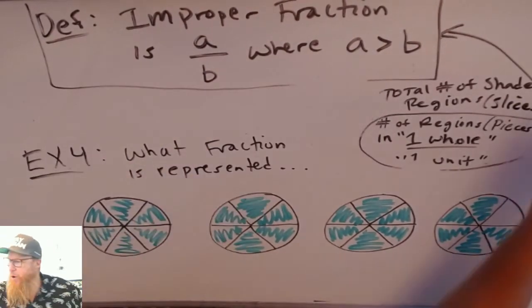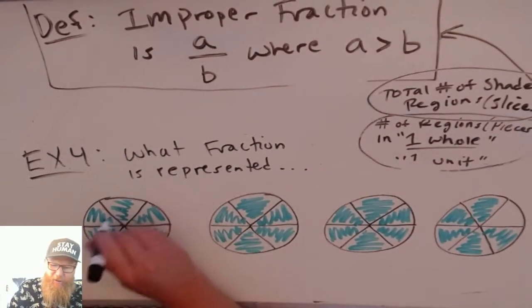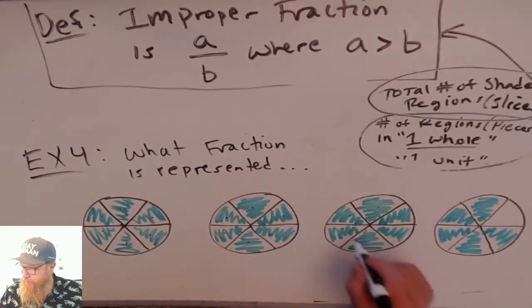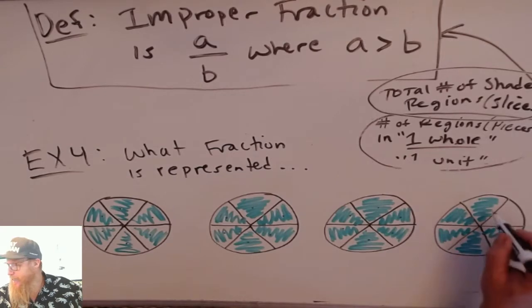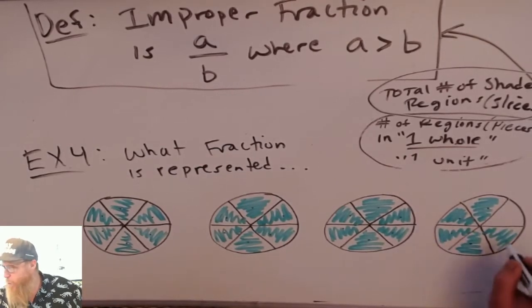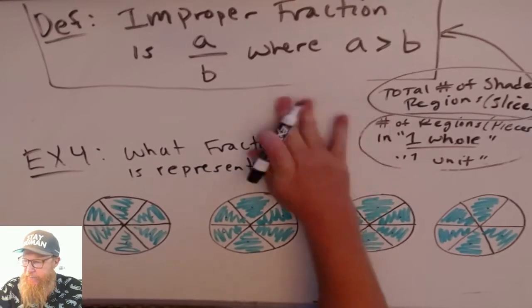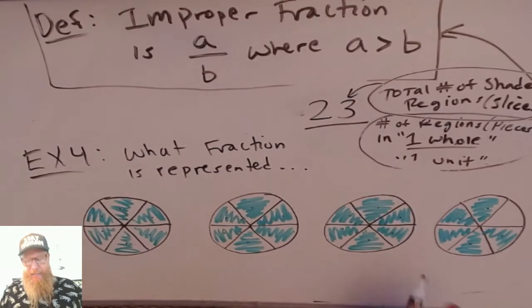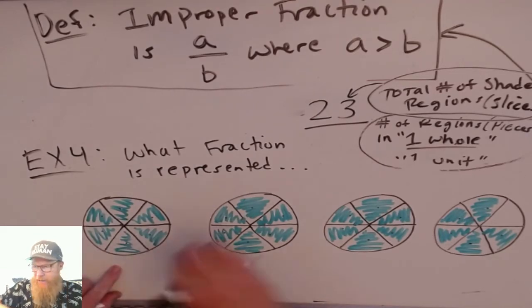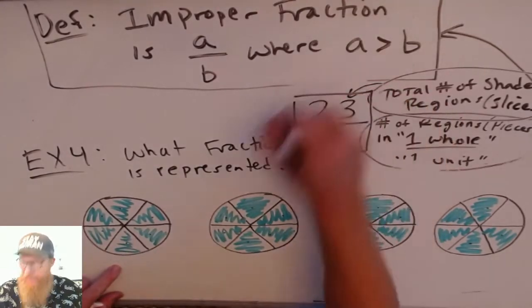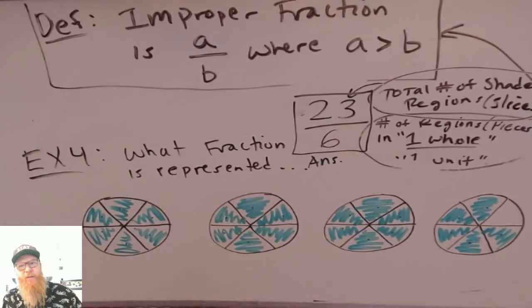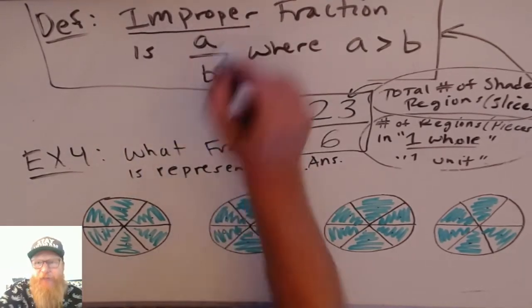So what do we got here? The total number of shaded regions. So I've got 1, 2, 3, 4, 5, 6. 1, 2, 3, 4, 5, 6. So that's 12. 1, 2, 3, 4, 5, 6. That's 18, 19, 20, 21, 22, 23. That's the total number of shaded regions, 23. And then how many are in 1? 23/6. And that's the answer. 23/6. It's an improper fraction.